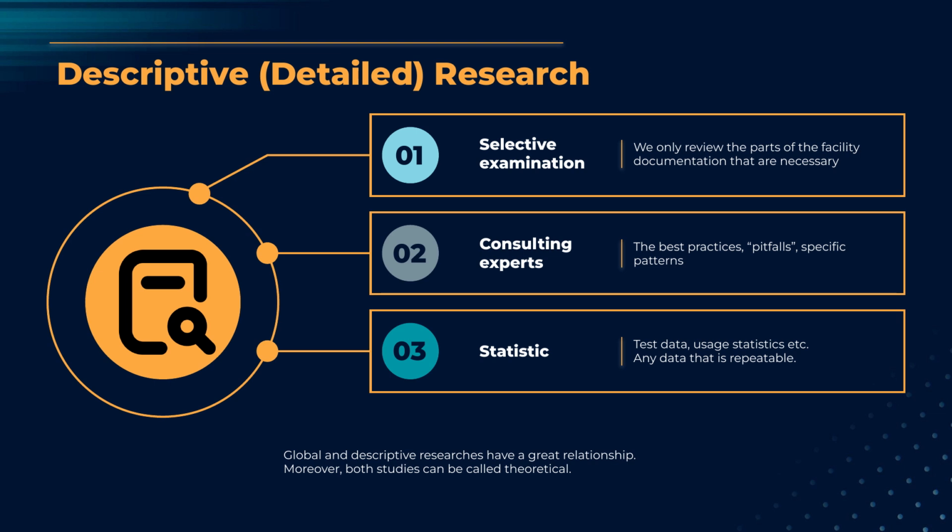Key stages of this research are selective examination, consulting experts, collecting statistical data. In selective research, we focus only on the parts of the object that are needed to solve the problem. We already have a good knowledge base, so we only study the parts we need to apply. For example, if in global research we reviewed all the documentation, now we focus only on the sections about fine-tuning and using specific components. When consulting experts, we look for best practices to solve the exact task we have. If exploratory research wasn't done well, unexpected problems might pop up at this stage. But if exploratory research was solid, descriptive research should go smoothly.